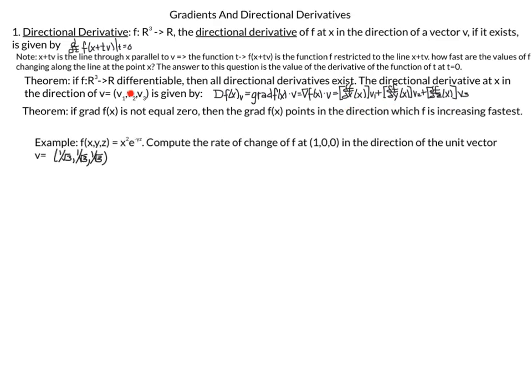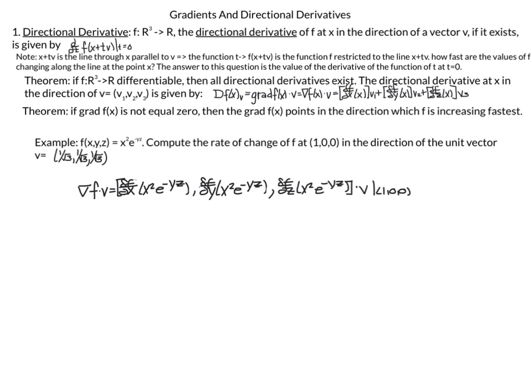We have our example of this theorem. Let's say f of x, y, z is equal to x squared e to the minus yz. We want to compute the rate of change of f at the point (1, 0, 0) in the direction of the unit vector v equals (1 over square root of 3, 1 over square root of 3, 1 over square root of 3). In other words, it's the (1, 1, 1) vector normalized. And the answer is the gradient of f dotted with v.